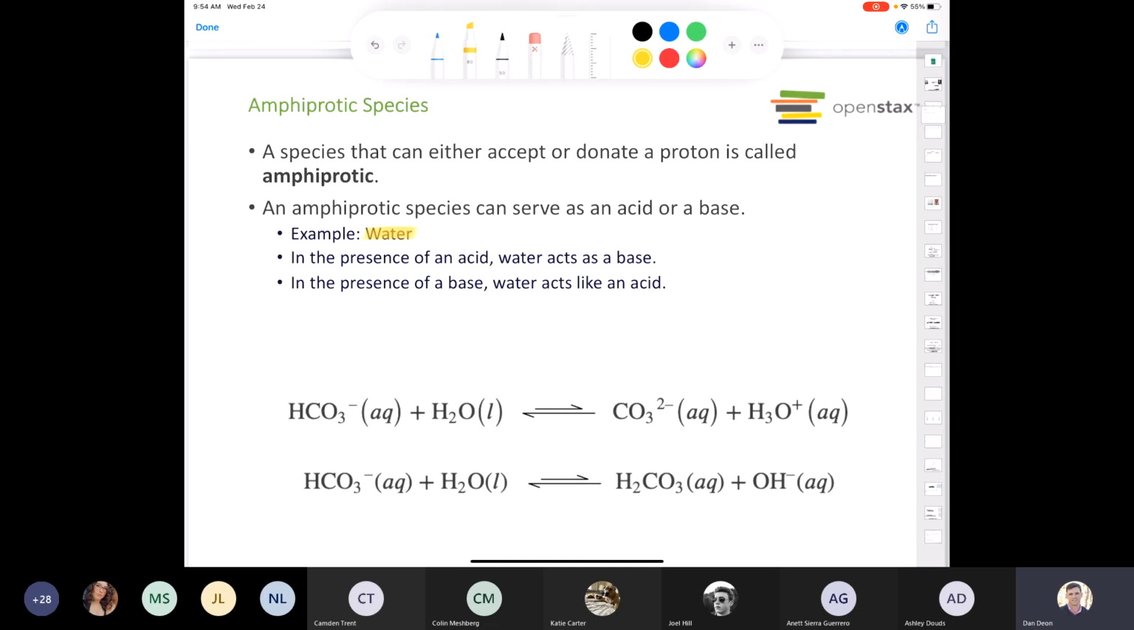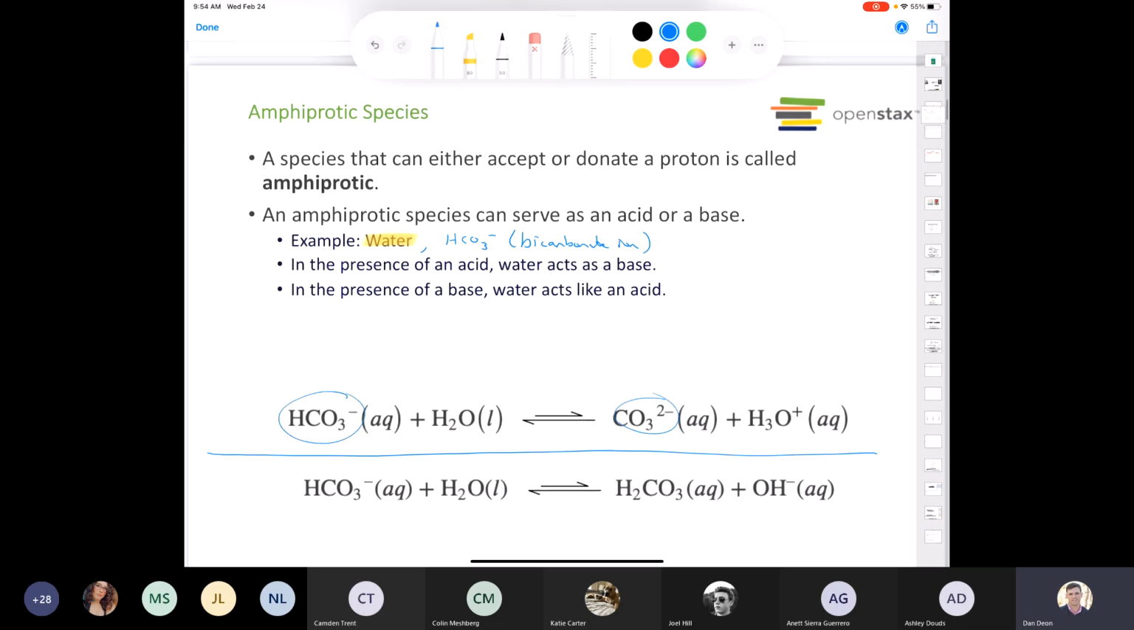Now, here's another example of an amphiprotic species, and that's the bicarbonate ion, HCO3 minus. The bicarbonate ion can behave as an acid or a base, depending on the situation. So if we analyze these two reactions that I have shown down here, you see that here we're starting with the bicarbonate and here we're ending up with carbonate. So that tells you that the bicarbonate ion here is acting as an acid. It's donating H+. The water is behaving as a base in this case, because it's accepting a proton.